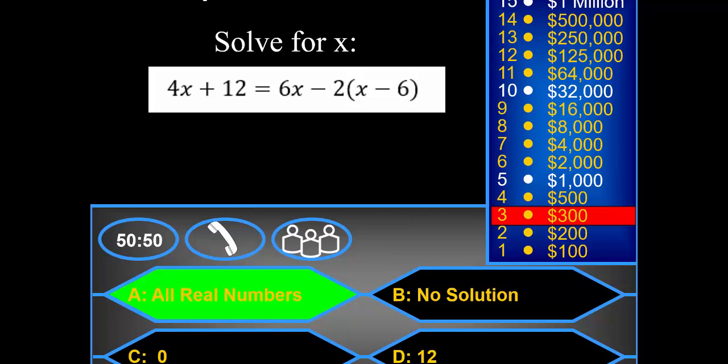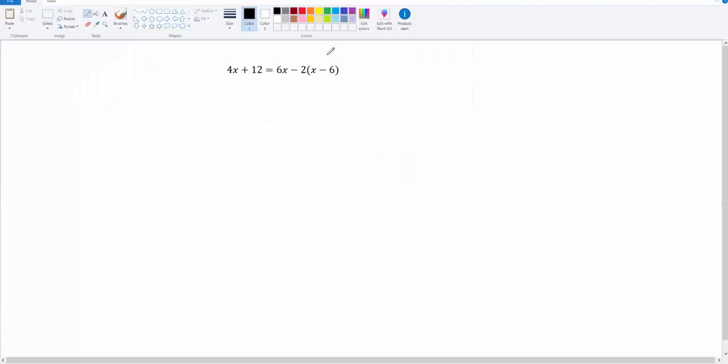This one is all real numbers. It's A. Let's take a look at it. We'll want to deal with parentheses first, so you got to take this negative 2 in. When you do that, you get 4x plus 12 equals 6x minus 2x plus 12. Don't forget, you're taking the negative 2 in. That makes this a plus 12.